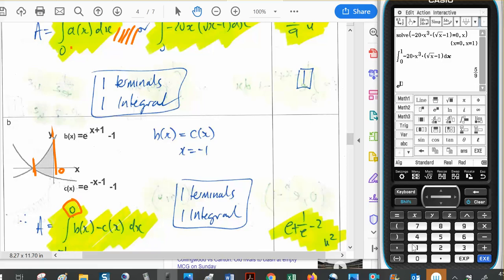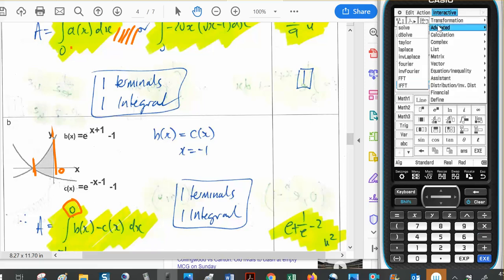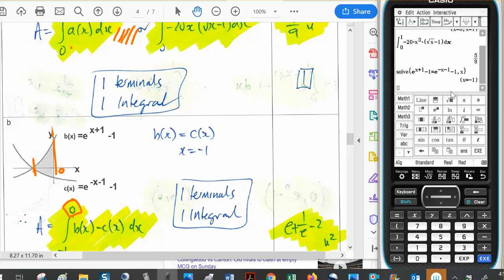e to the x plus 1, and then outside of that exponential minus 1, and that equals e to the minus x minus 1 minus 1, and I solve for x. And I find that that intersection point is negative 1.